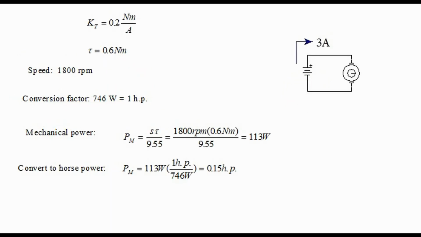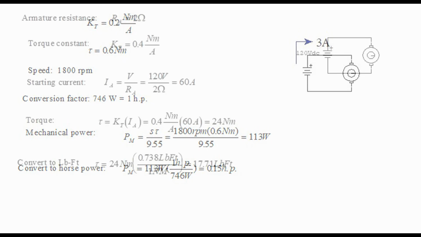If the DC motor using 3 amps is spinning at 1800 RPM, then we have mechanical power. We calculate mechanical power, which equals speed times torque divided by 9.55, and we find in this example that we have produced 113 watts of power. We use the conversion factor that 746 watts equals 1 horsepower. Then we can convert 113 watts to 0.15 horsepower.